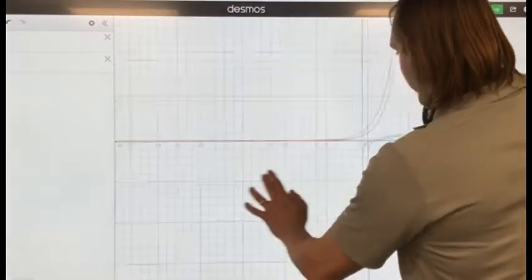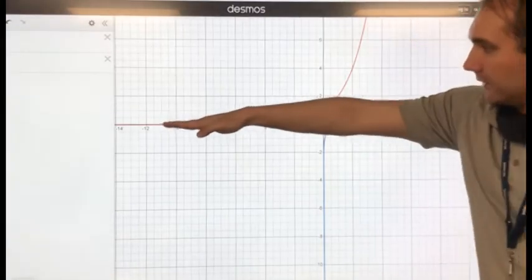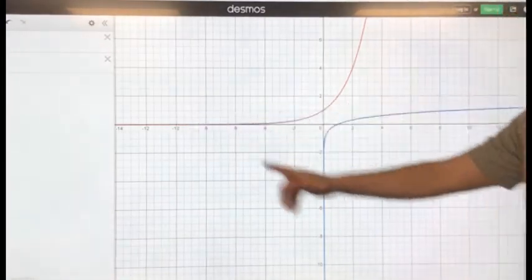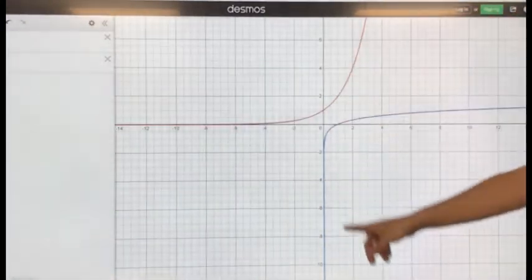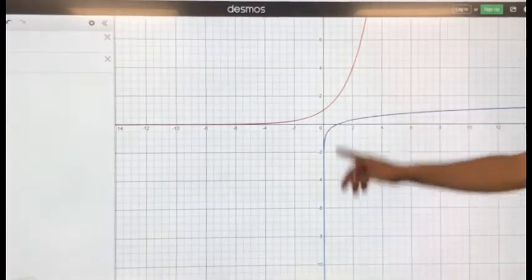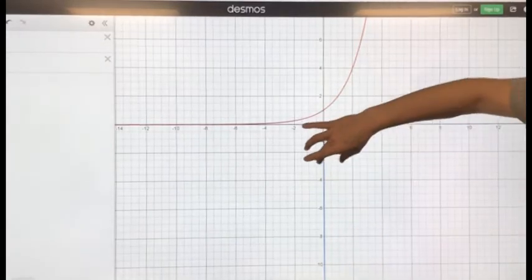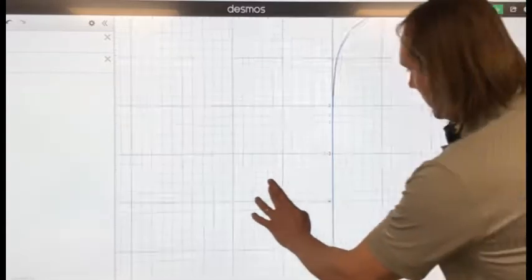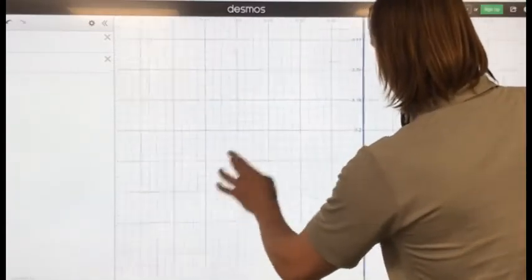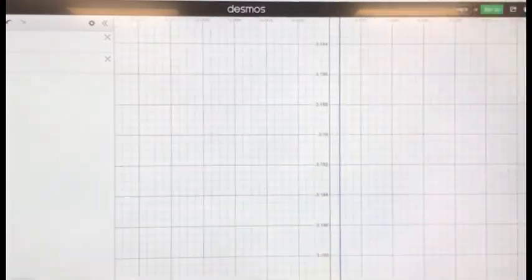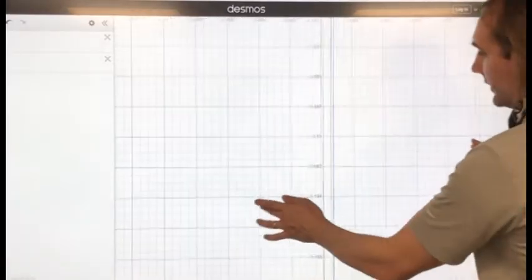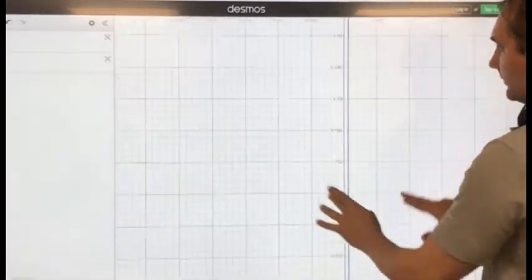Where my exponential function has a horizontal asymptote, the opposite of having a horizontal is having a vertical. So logs do have a vertical asymptote, as you see here. My log will never equal 0. As they get closer and closer to it, notice how, oh, it looked like it was touching it, but it's not.